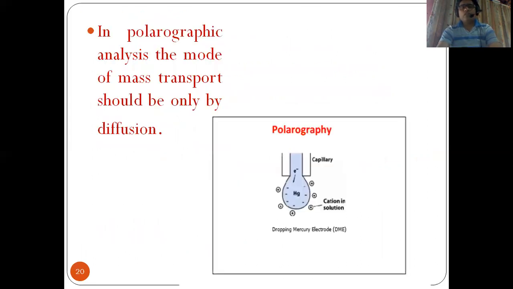So in polarographic analysis, the mode of transfer should be only diffusion. Means there is a concentration difference around the electrode surface and at the bulk of the solution. So the movement of the ions is only through the concentration difference between the bulk and the electrode surface, not due to the electrostatic attraction between the negatively charged electrode and positively charged ions.